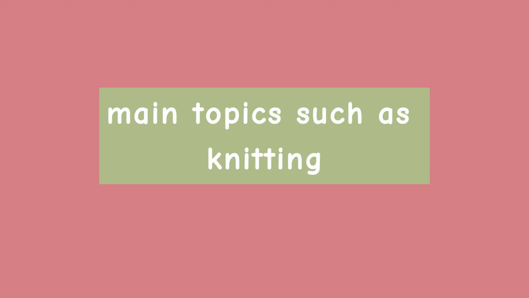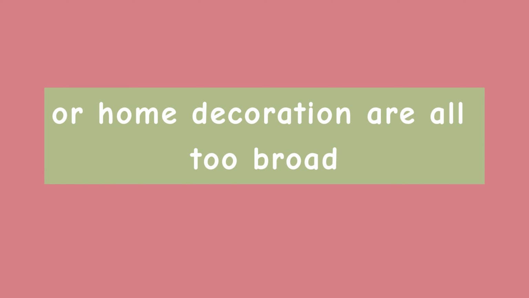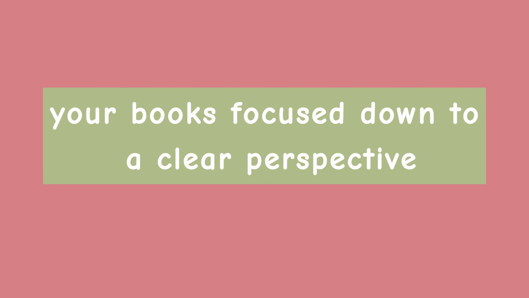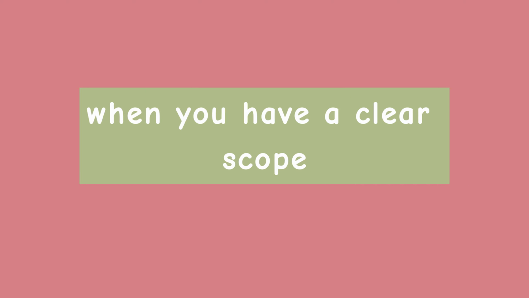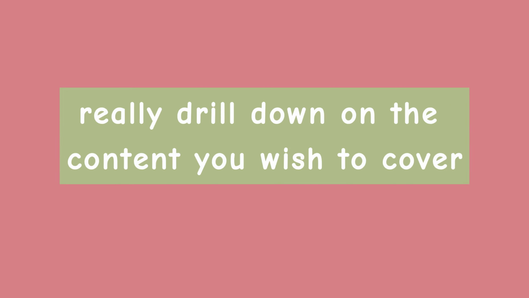Main topics such as knitting, gardening, personal finance, or home decoration are all too broad. Therefore, you must narrow your book's focus down to a clear perspective. This is why understanding your book's scope is so important. When you have a clear scope, then it's feasible for you to really drill down on the content you wish to cover.